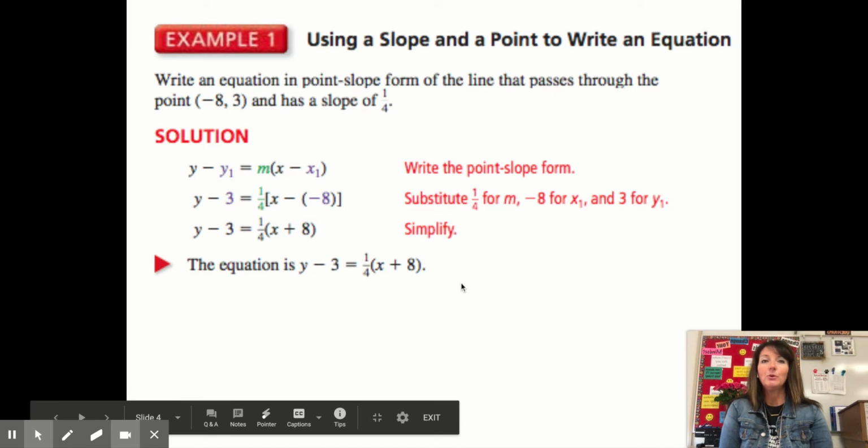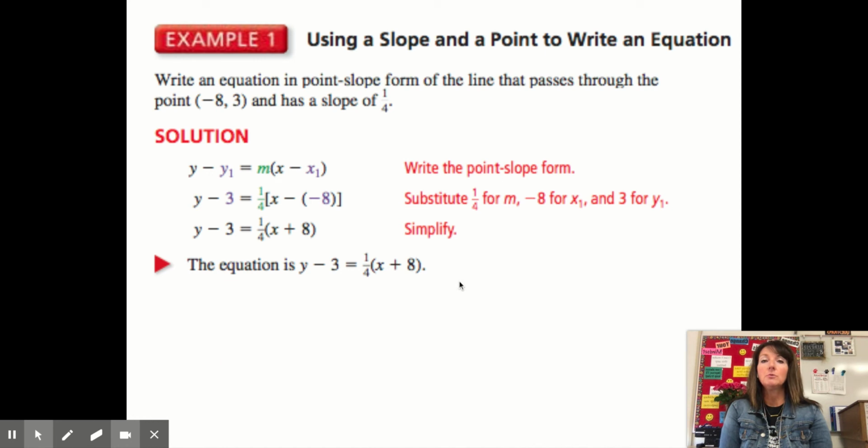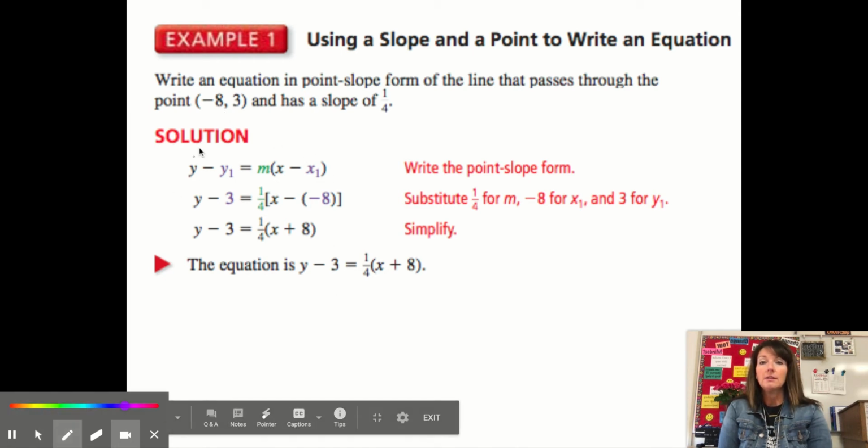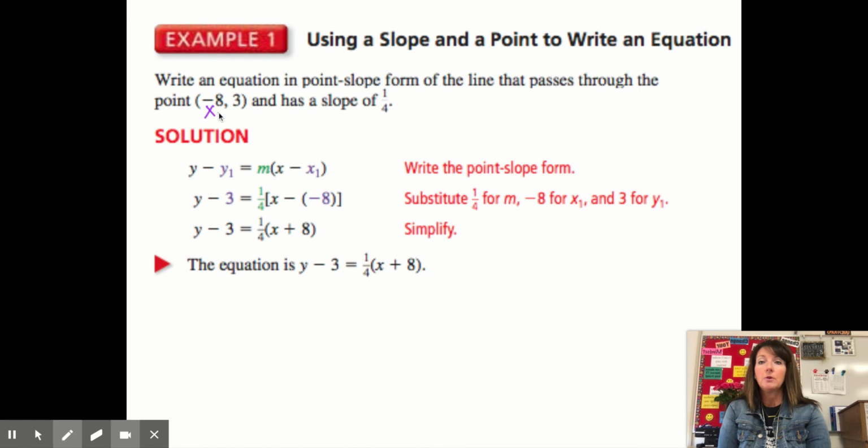All right, so we'll use a slope and a point to write the equation of a line. So we want to write the equation in point slope form if the line passes through the point -8, 3 and has a slope of 1/4. So we will substitute in the values. This will become x1 and this will become y1. And then of course this is m.